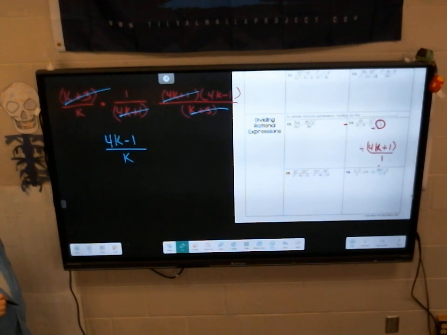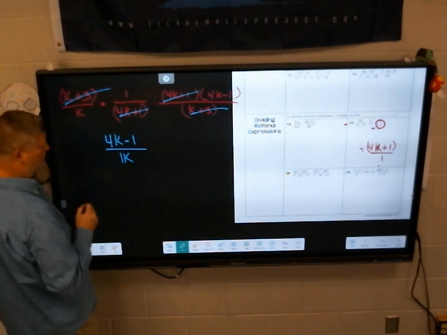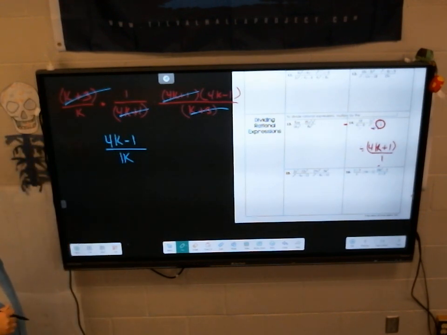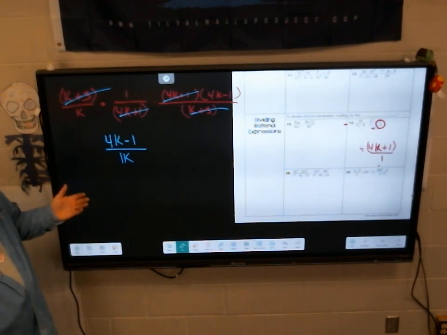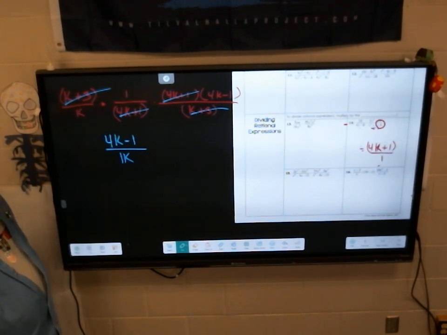No. Oh, you mean 1k. Okay. Yeah, you can put a 1k there, but you can't replace k with 1, because we don't know what k is. k could be any value. It's just 1 of that value.